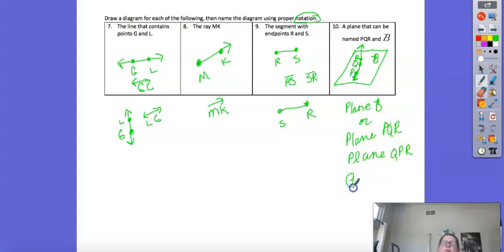But if you did plane BRQ, that's wrong, because the B here is scripted and it's a capital letter. That means it's not a point. And when you name a plane, you have to name it with three points or the capital scripted letter.